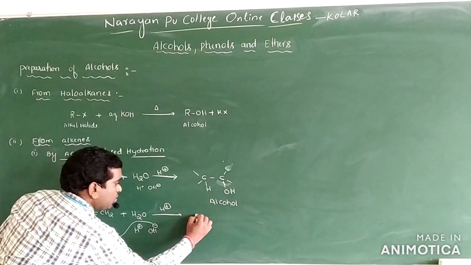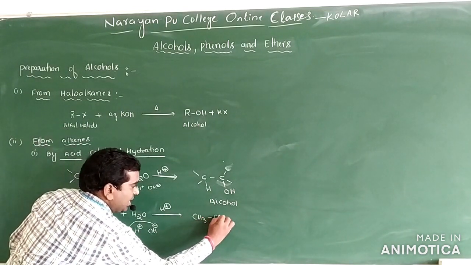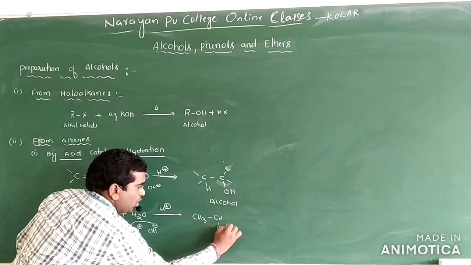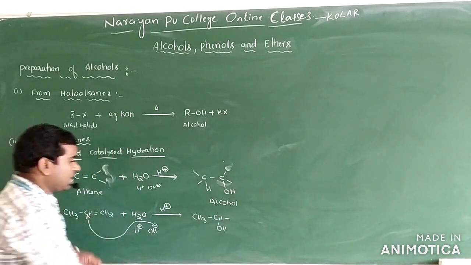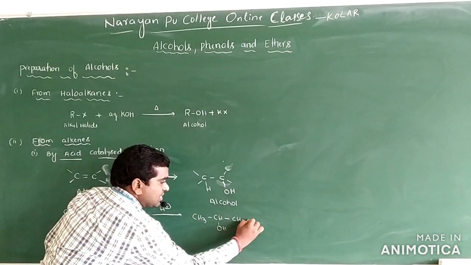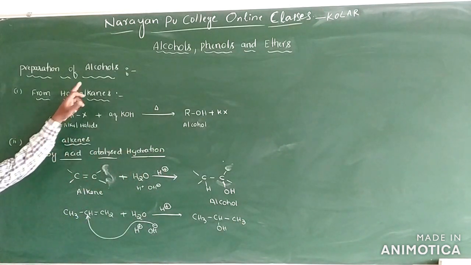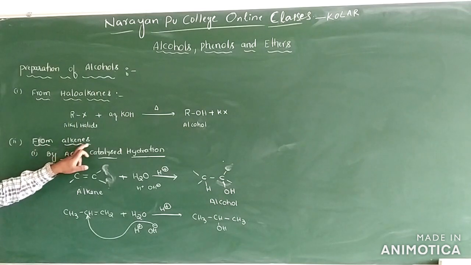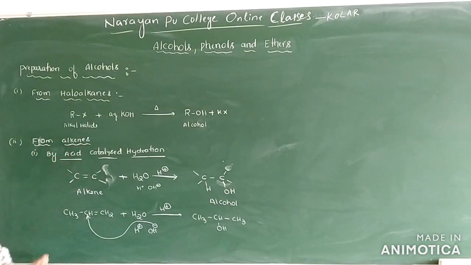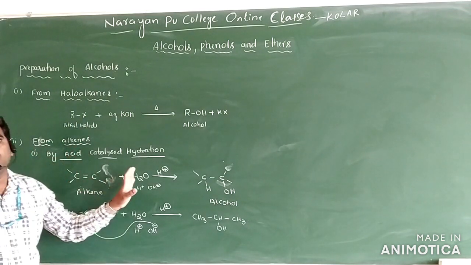Then what compound will you get here? CH3, and you know the C=O double bond is converted to a single bond, and you will get the compound CH. So this is how we will prepare alcohols from alkene. But here a mechanism is involved, so we also have to discuss the mechanism.